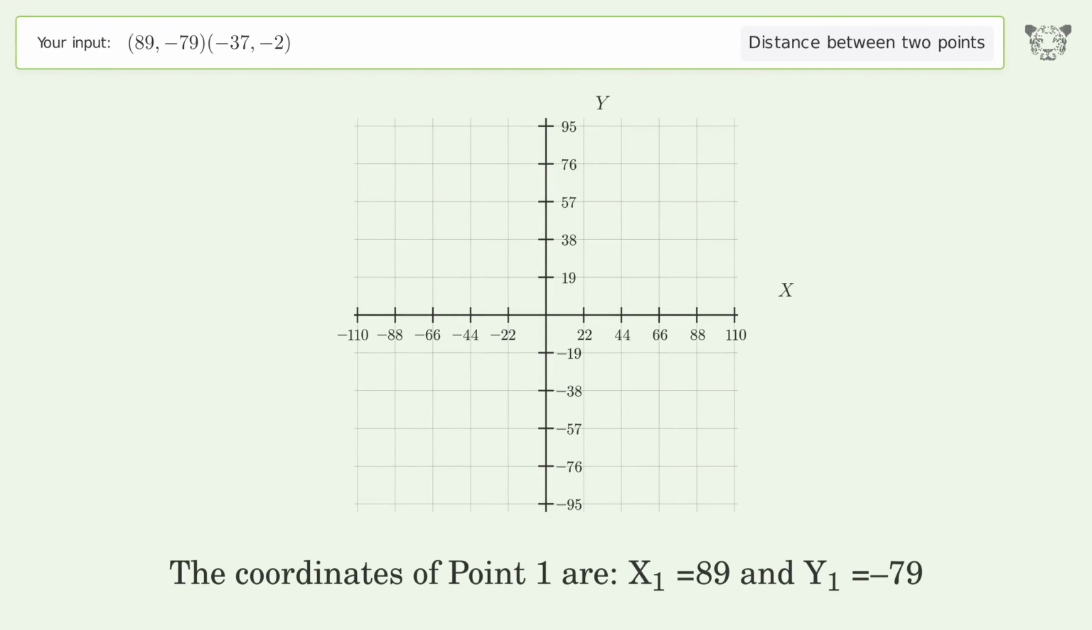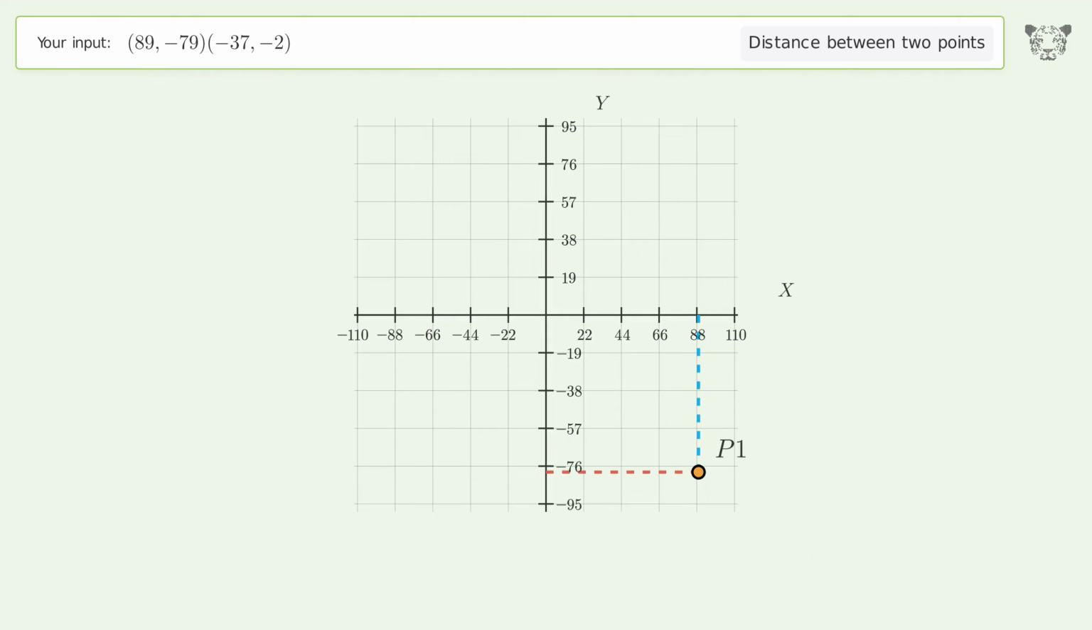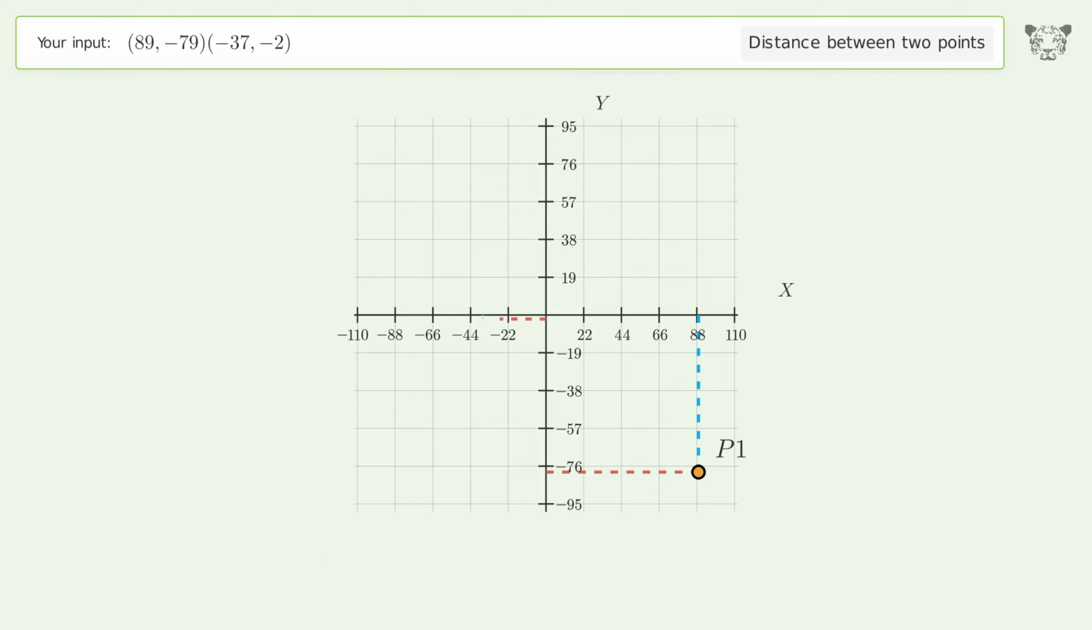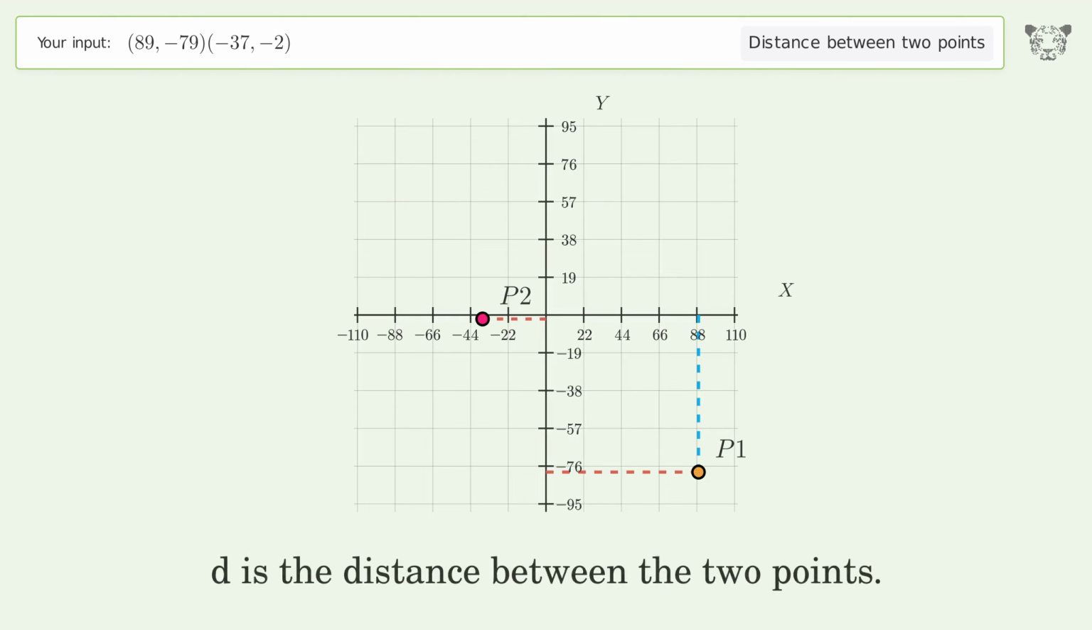The coordinates of point 1 are x1 equals 89 and y1 equals negative 79. The coordinates of point 2 are x2 equals negative 37 and y2 equals negative 2. D is the distance between the 2 points.